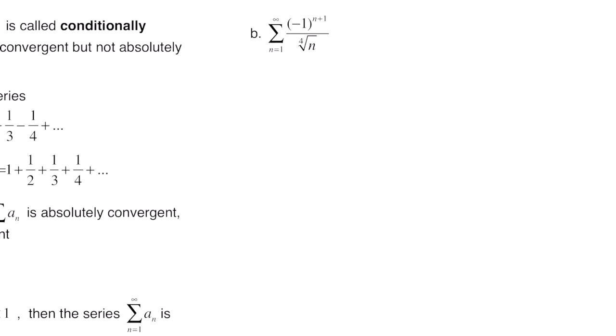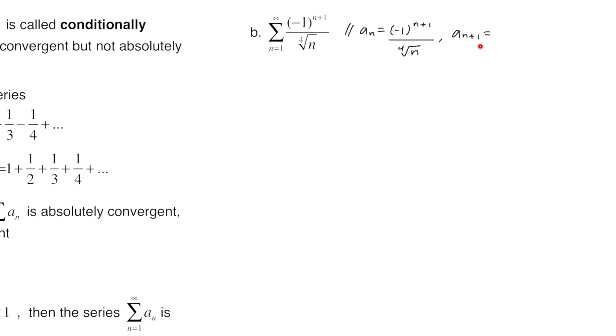For this example, we have the series negative 1 to the n plus 1 over the fourth root of n. So our a sub n is going to be this formula. And then for a sub n plus 1, we're going to plug in n plus 1 for this n, and then also for this one. When we plug in n plus 1 for n, it's going to be n plus 1 plus 1. So that makes n plus 2. And then for this n, we just put n plus 1.